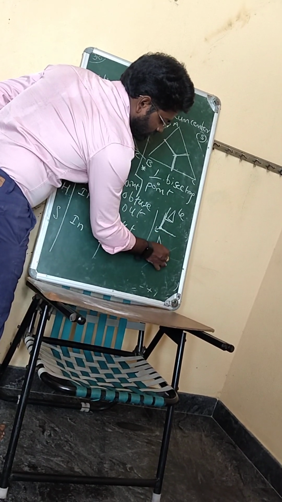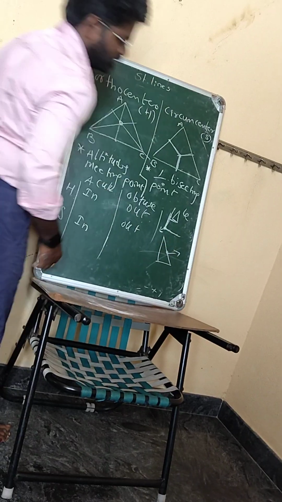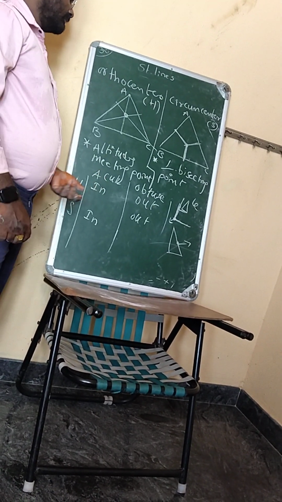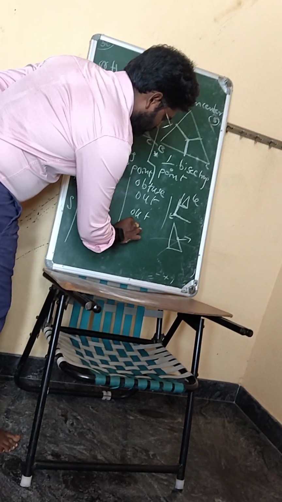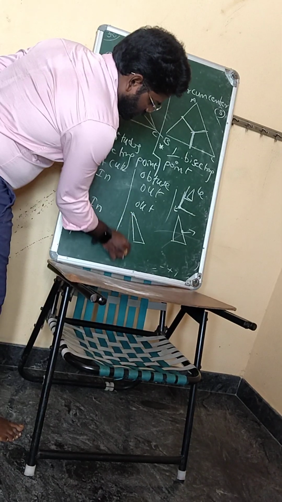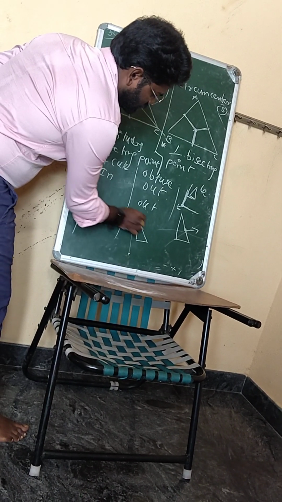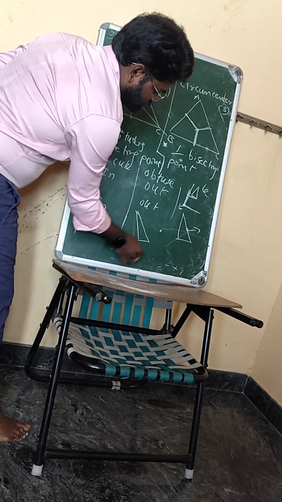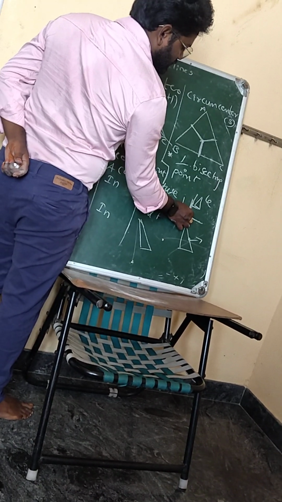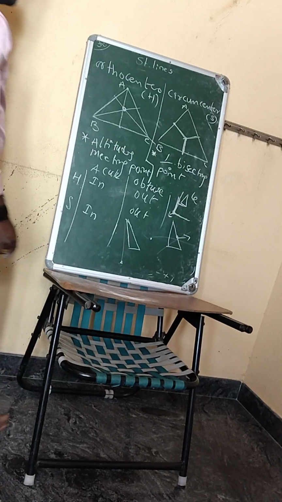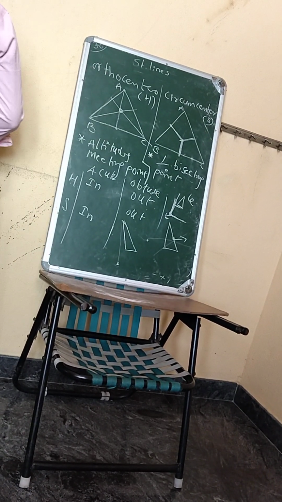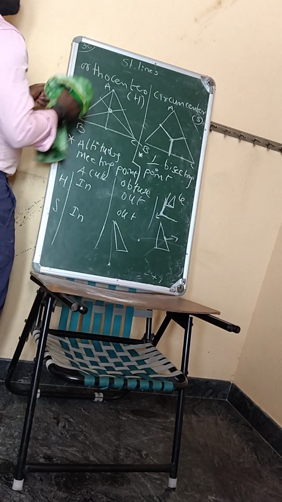And circumcenter means midpoint of hypotenuse. Acute angle, inside. Obtuse angle means this is the obtuse angle, and both are outside conditions. Both are outside: circumcenter outside, orthocenter outside. Right angle triangle: this is the orthocenter point, midpoint of hypotenuse or circumcenter. Then various centers are completed.